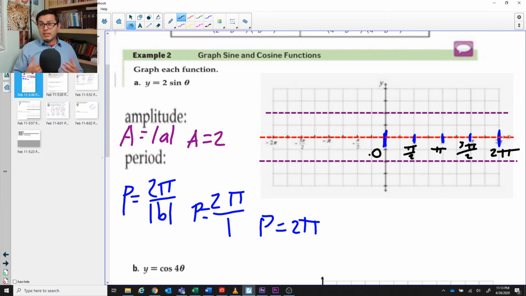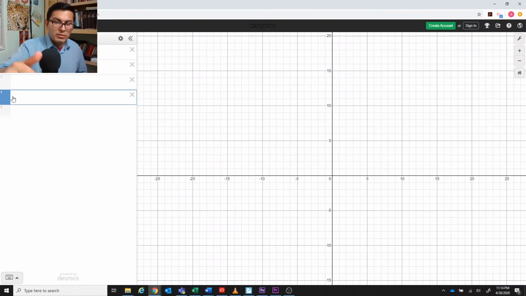If we're working with sine functions and it hasn't shifted to the right or left, that means it's going to start at 0. But just to make sure, what you can do is throw 0 into this equation. Our equation was y equals 2 sine theta. We're just going to say 2 sine of 0.